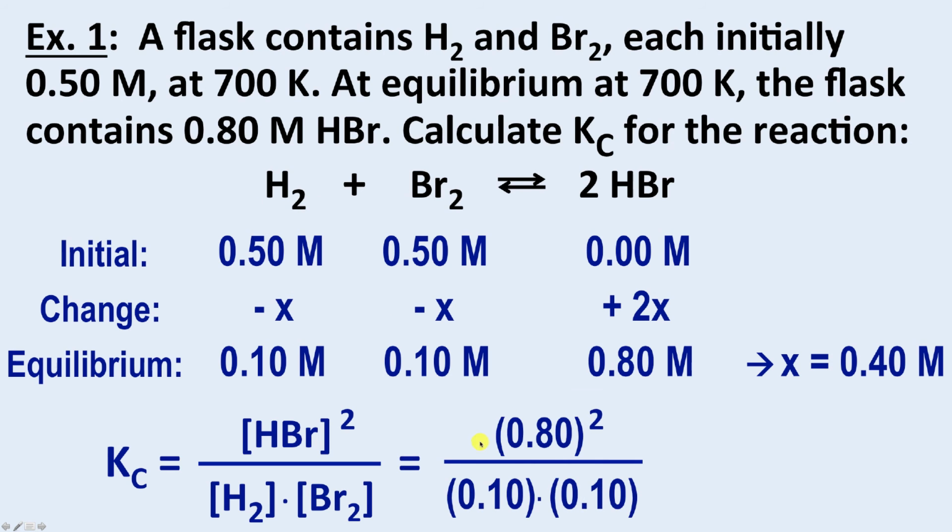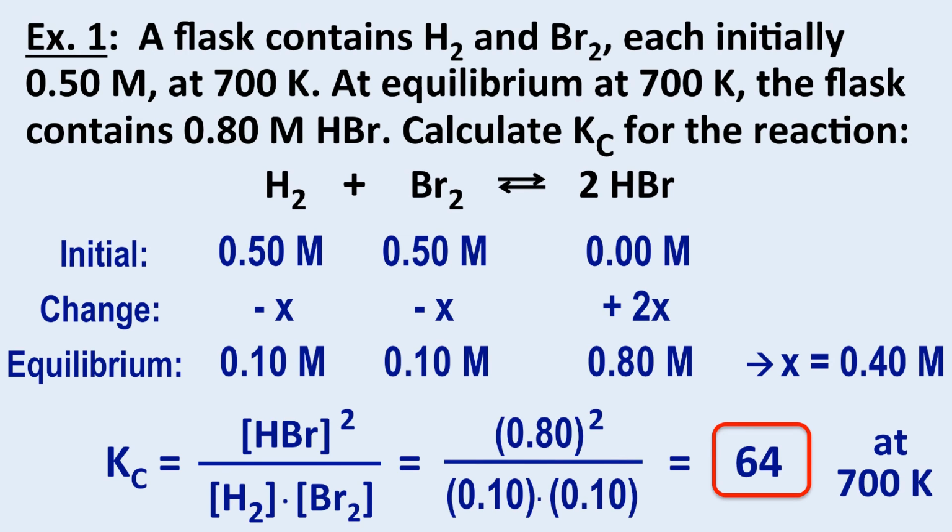So now it's just plug in values. 0.80 is HBr, and we square it. H2 is 0.10, Br2 is 0.10, and we do the calculation and find an equilibrium constant value of 64, and this is for the reaction above at 700 Kelvin. So we would say K sub C is 64 for the H2 plus Br2 makes 2HBr reaction at 700 Kelvin.